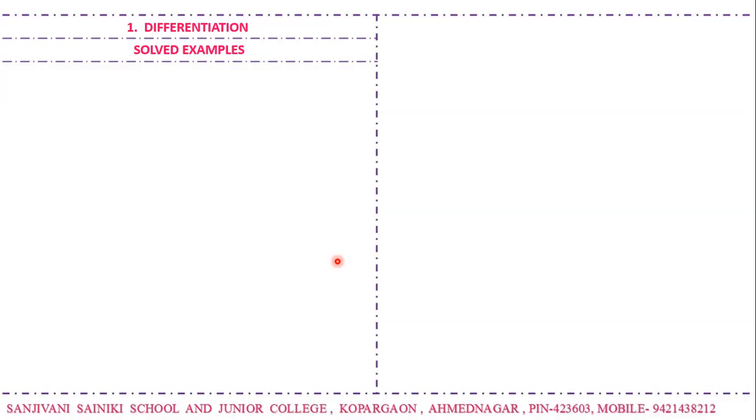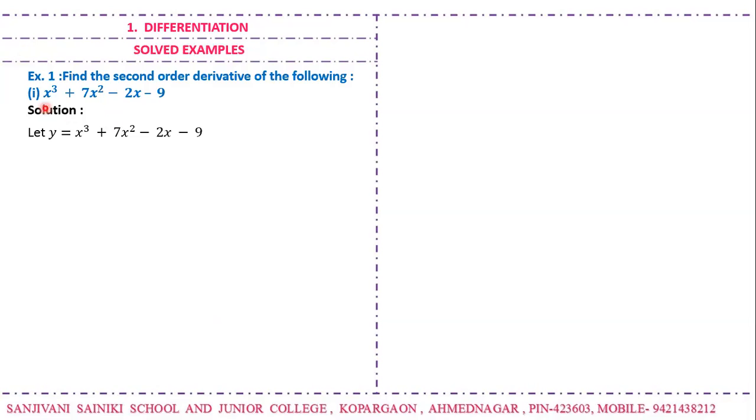Let us find the derivative, higher order derivatives. Find the second order derivative of the following. You have to find the second order derivative, meaning you have to find d2y by dx square. Let y is equal to the given function. Now differentiate this with respect to x.